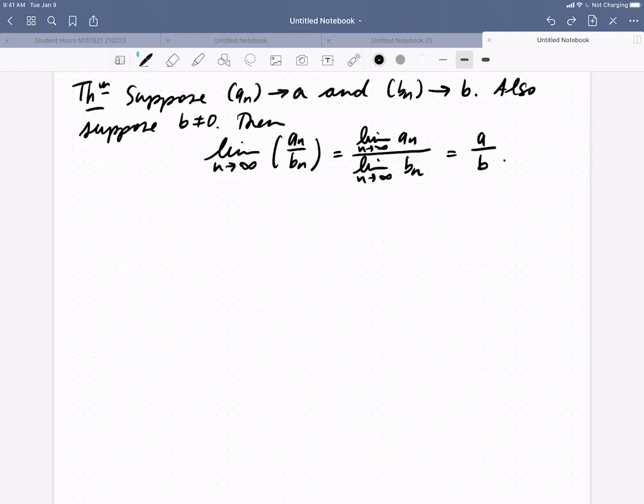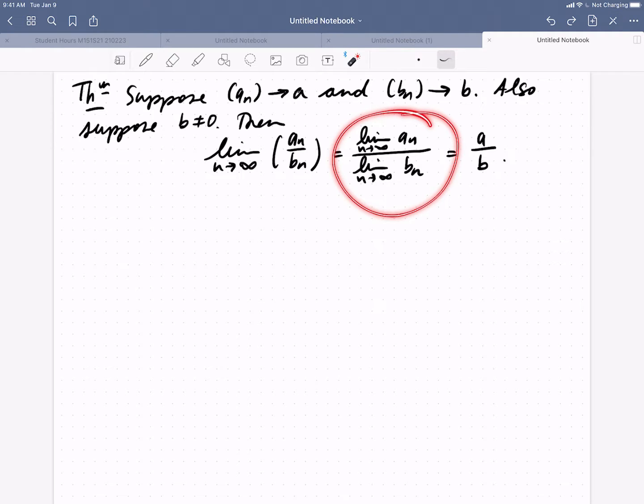Suppose the sequence A_n converges to A, and suppose the sequence B_n converges to B, and also suppose the limit of the sequence B_n is non-zero. Then the new sequence, whose terms are the quotients of A_n and B_n, is also a convergent sequence, and the limit of that sequence is the ratio of the limits of A_n and B_n. So long, again, as B is not equal to 0.